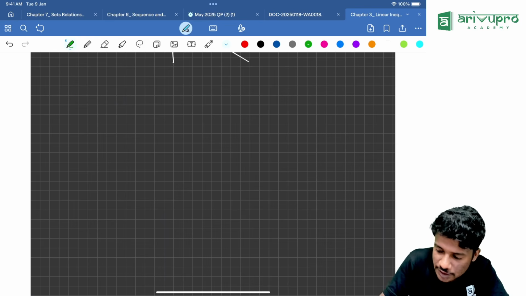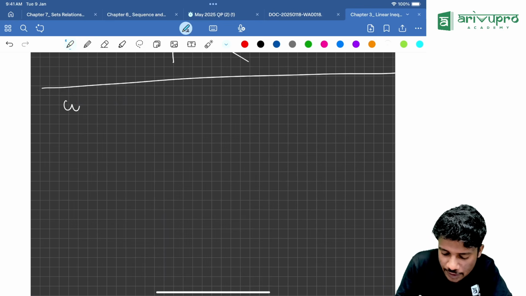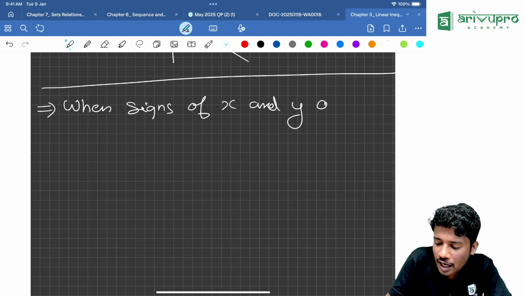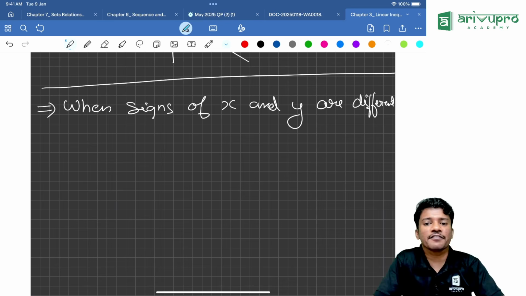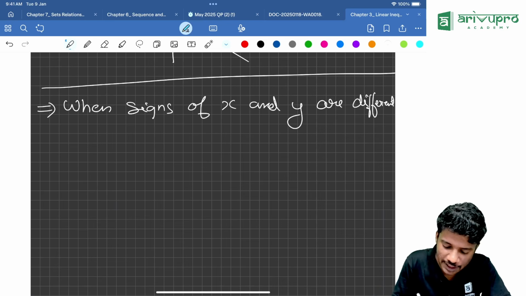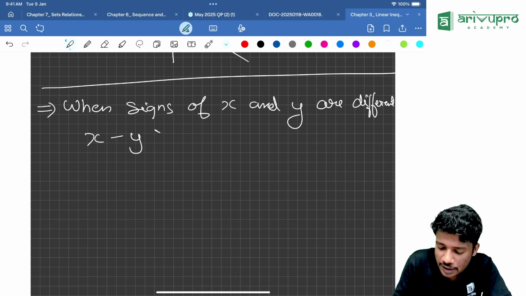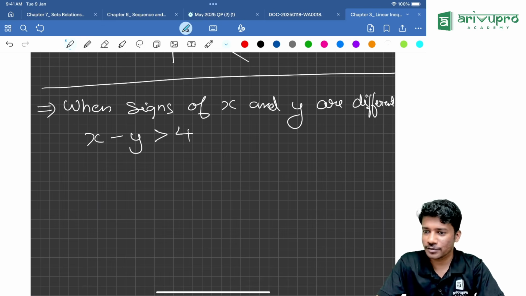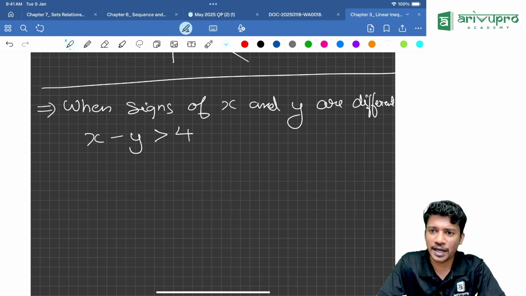Now, we are coming to the second point. When signs of x and y are different, for example, I'll show you one example right now. x minus y greater than 4. Everyone make a note of it. x minus y greater than 4.